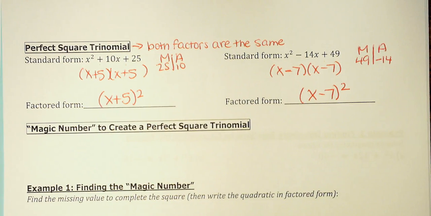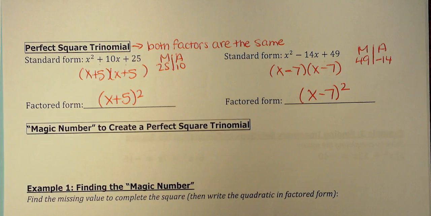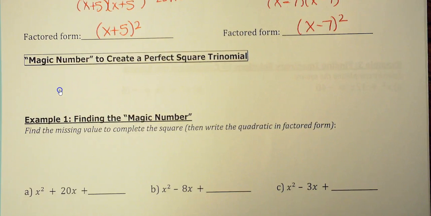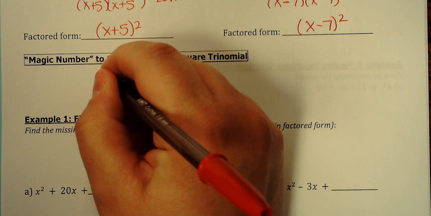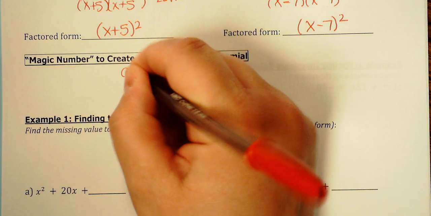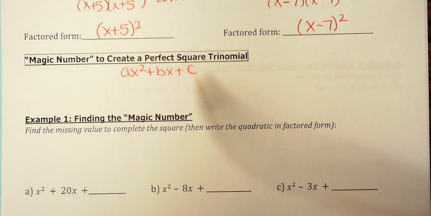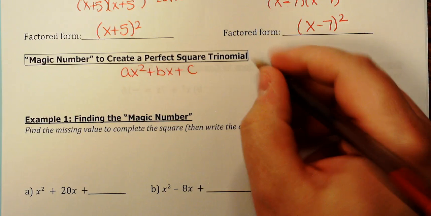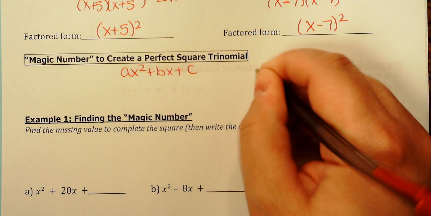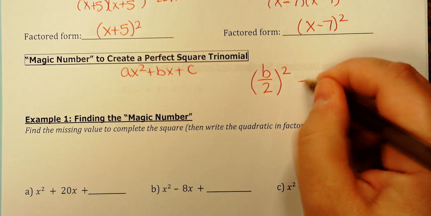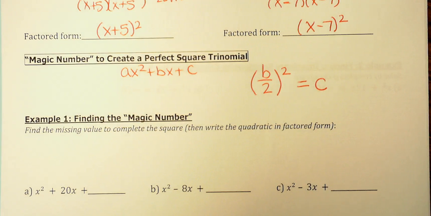Now, what I call the magic number. Some of these questions won't just give you a perfect square trinomial, so there's a process you can use to create one and make the equation easier for yourself to solve. So if I have the form ax squared plus bx plus c, what you want to do to create a perfect square trinomial is take that b value, divide it by 2, and square it. And you want that to be the c value when you're working with these to create a perfect square trinomial.